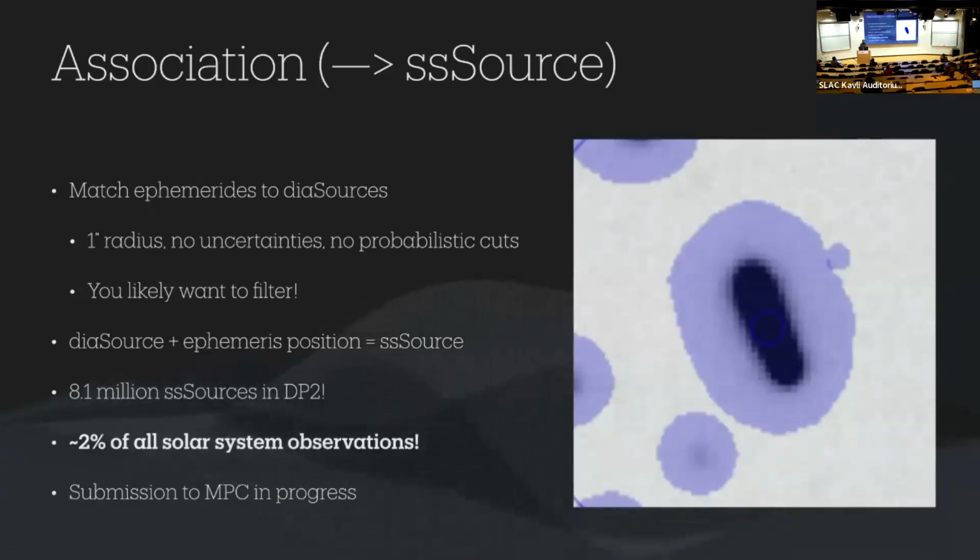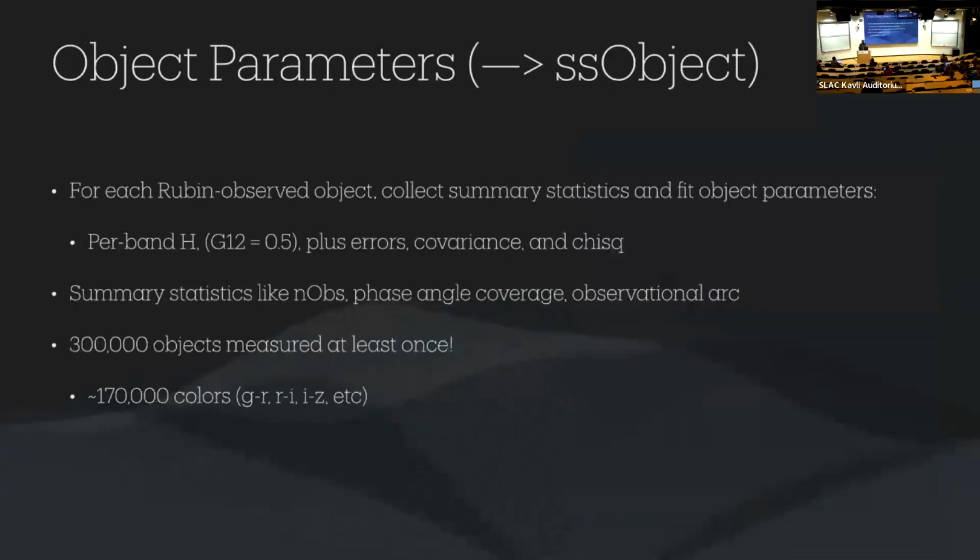And we're currently submitting these associations to the Minor Planet Center, but they're not there yet. Second part of the DP2 solar system pipelines is fitting per object parameters.